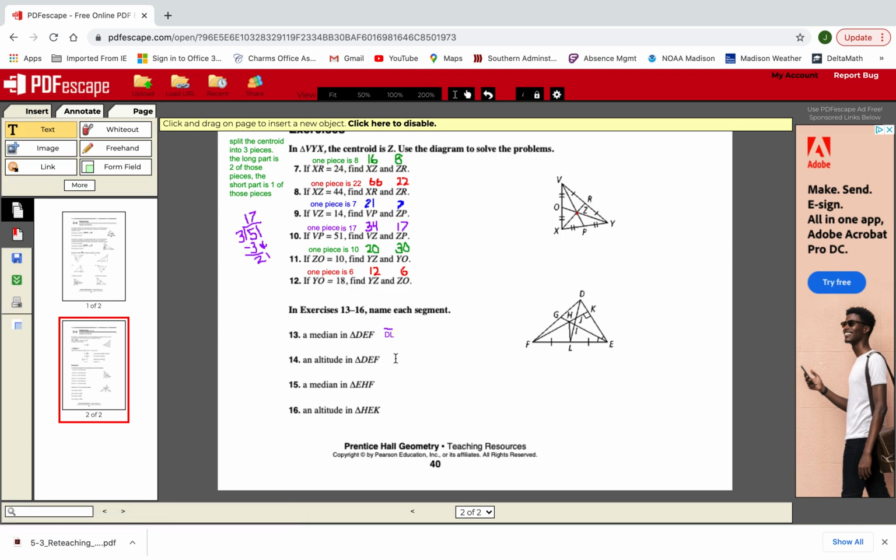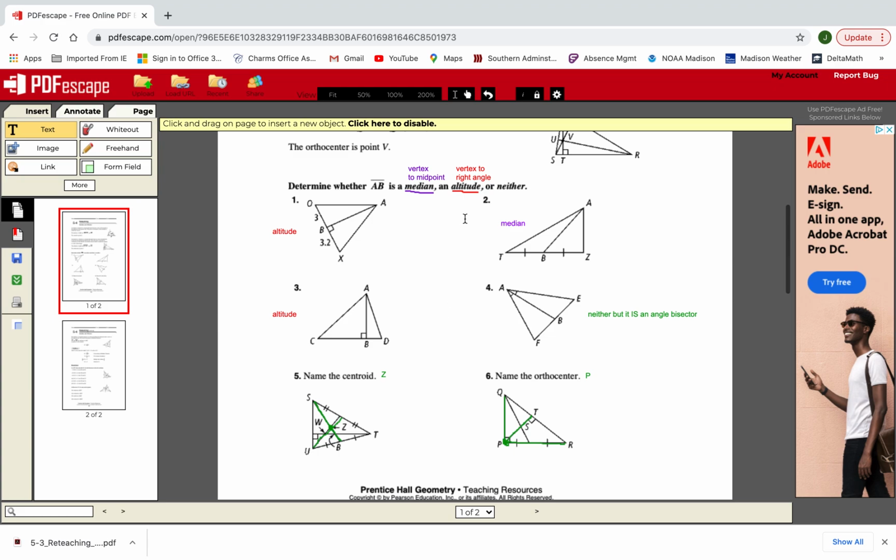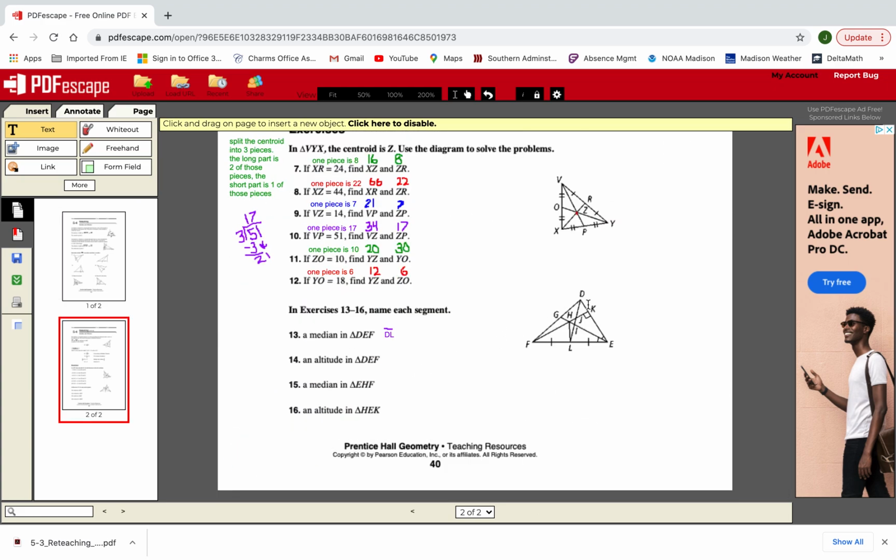Okay, an altitude in triangle DEF, and again, if you look back at your notes, an altitude goes from vertex to right angle. So DL is not right because it's not a right angle. I do see a right angle here. Vertex to right angle, FK works, so let's go with FK. So FK is an altitude in triangle DEF, okay?